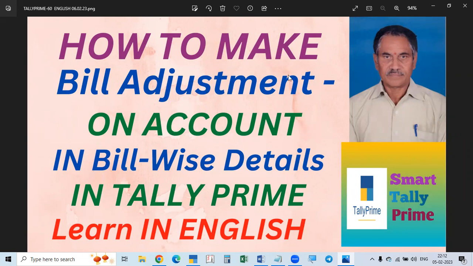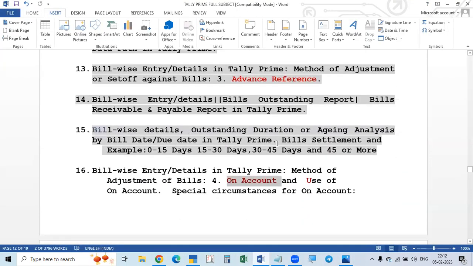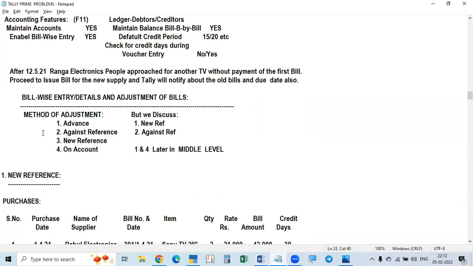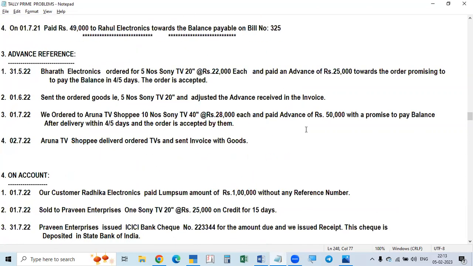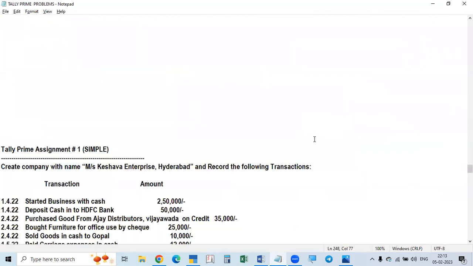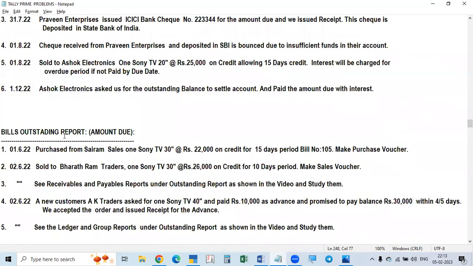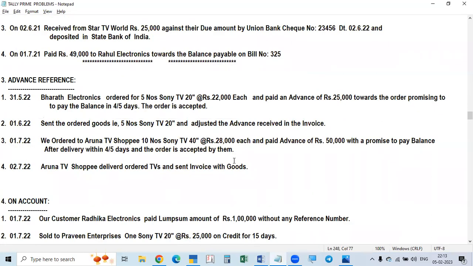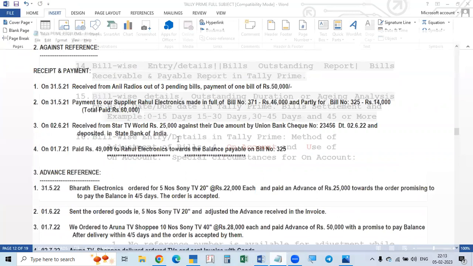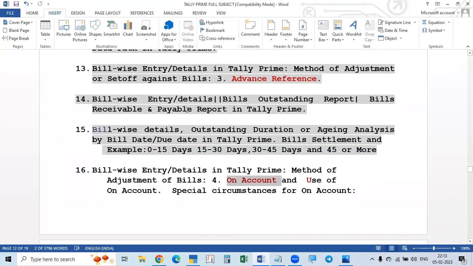See, in many previous videos, I showed you the methods of adjustment in the bill wise entry. There are four: new reference, against reference, advance reference, and the last one is on account. We completed new reference and against reference in one place, and after some time, we completed advance reference in the previous video. Based on these three, we completed the bill-wise adjustments.